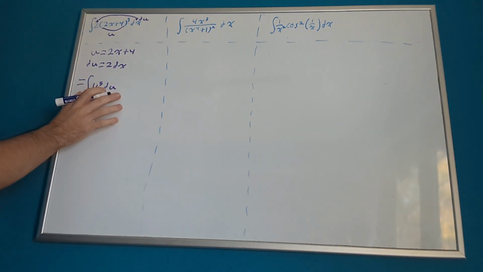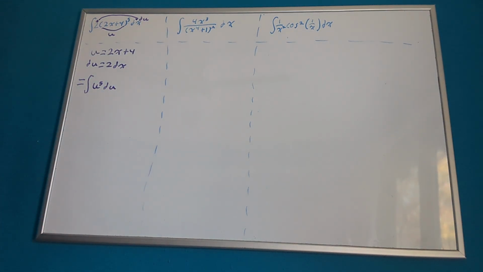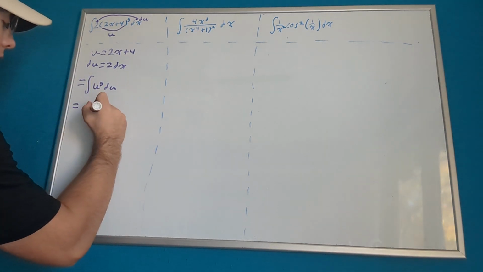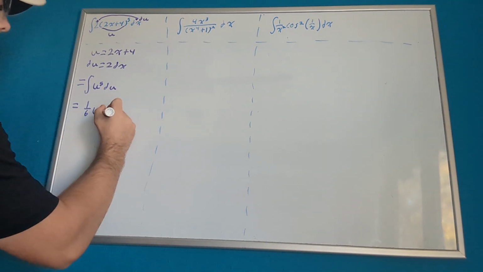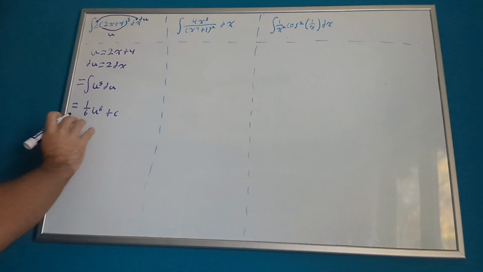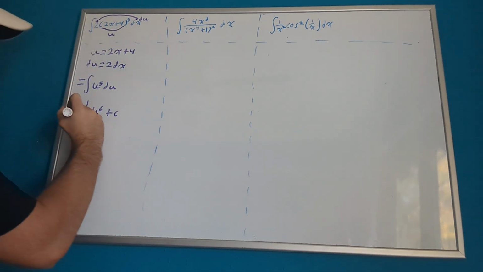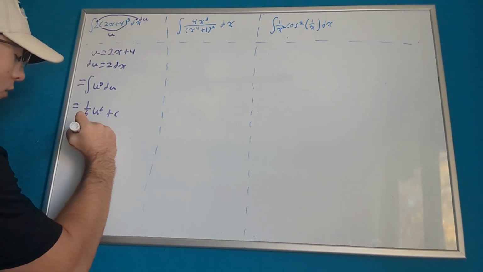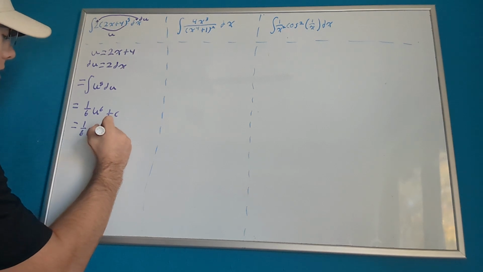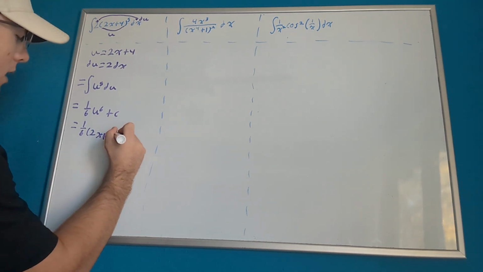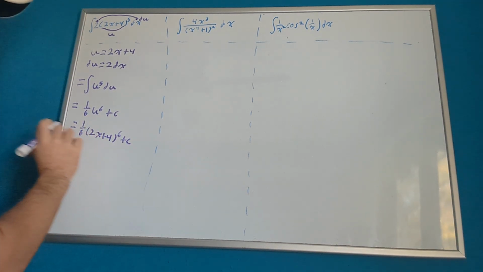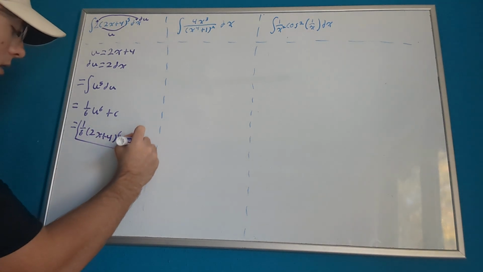Now, this is a lot easier to evaluate, right? So what's the integral of u to the 5th? Well, that's 1/6 u to the 6th, and then we have plus c. And now we know what u equals is 2x plus 4, so we can plug that in. So we get 1/6 (2x plus 4) to the power of 6 plus c, right? And that's our final answer.